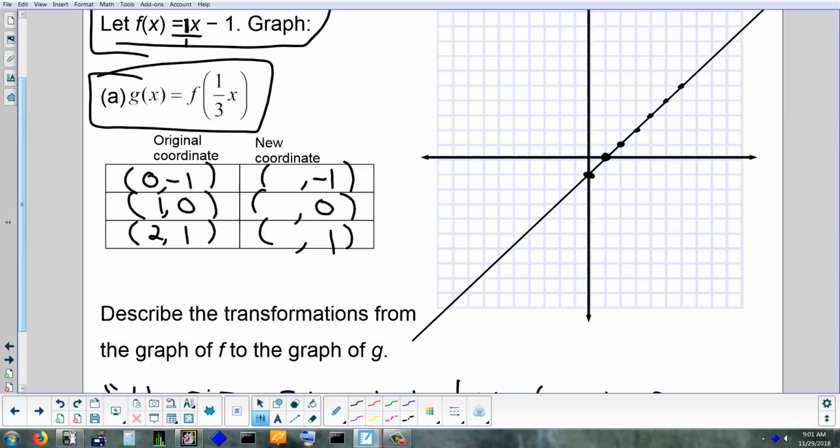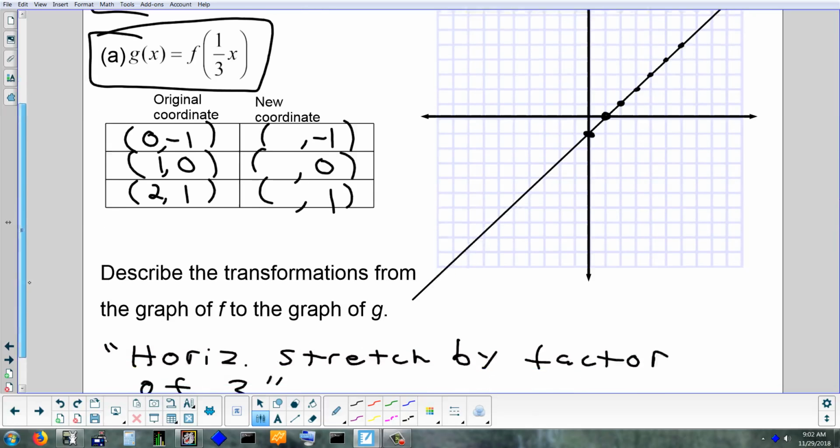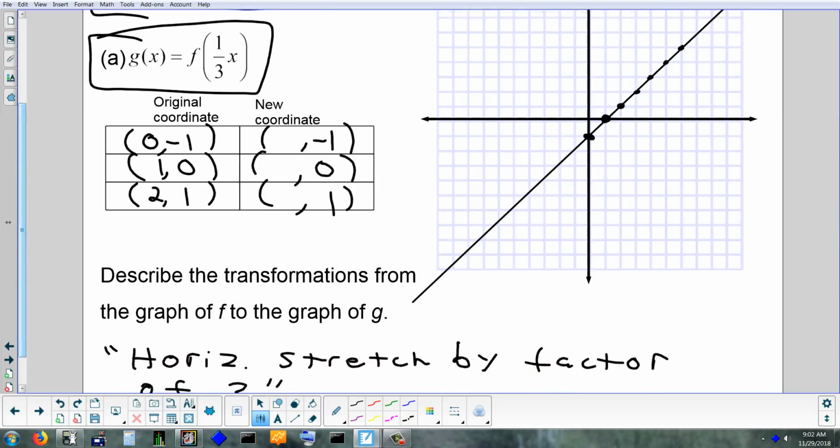Every x value is going to get divided by what? What is it you said? I can't hear you. 3? No, 3 is not my number. What's the number in the original problem? 1/3. You're going to divide all your x values by 1/3.